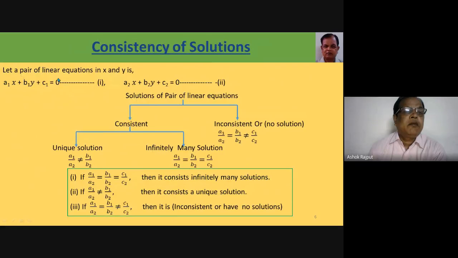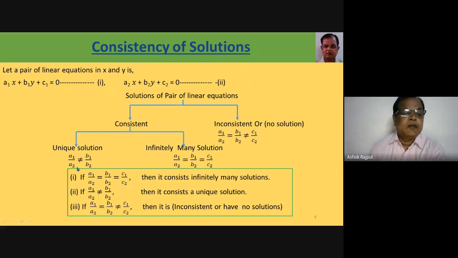Let a pair of linear equations in x and y be a1x plus b1y plus c1 equal to 0, a2x plus b2y plus c2 equal to 0. These are two equations. First we check the consistency of solutions. Consistency of solution means whether it has any solution or not. So the solutions of a pair of linear equations are consistent or inconsistent. Inconsistent means it does not have any solution.